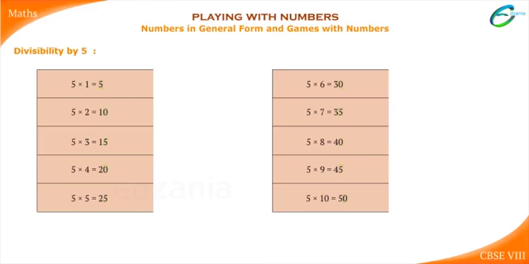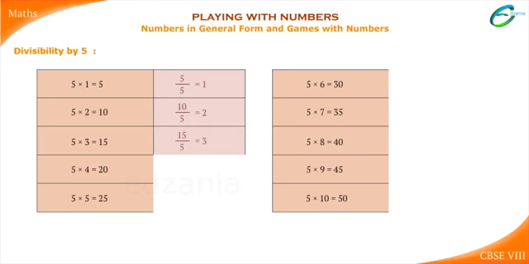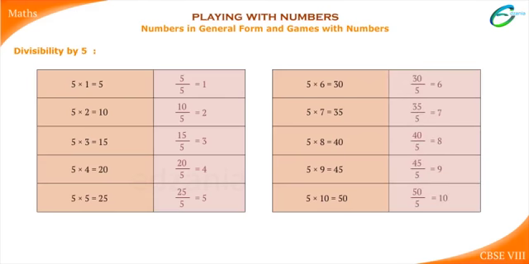From the multiples of 5, we can write 5 divided by 5 equals 1. 10 divided by 5 equals 2. 15 divided by 5 equals 3. 20 divided by 5 equals 4, and so on.